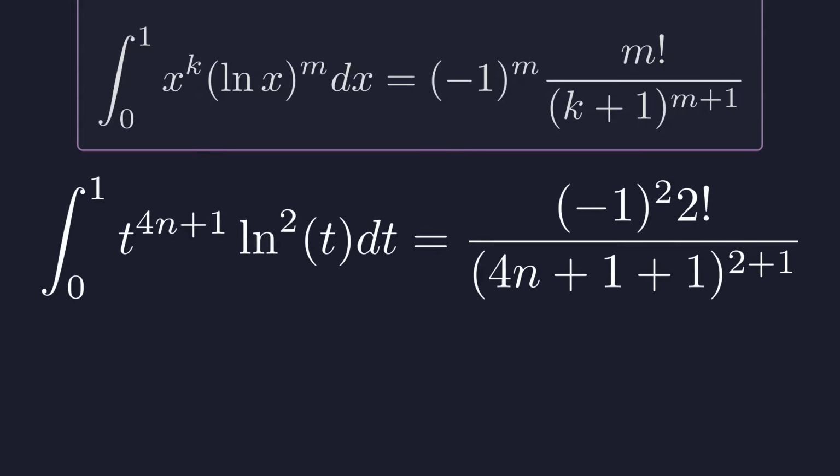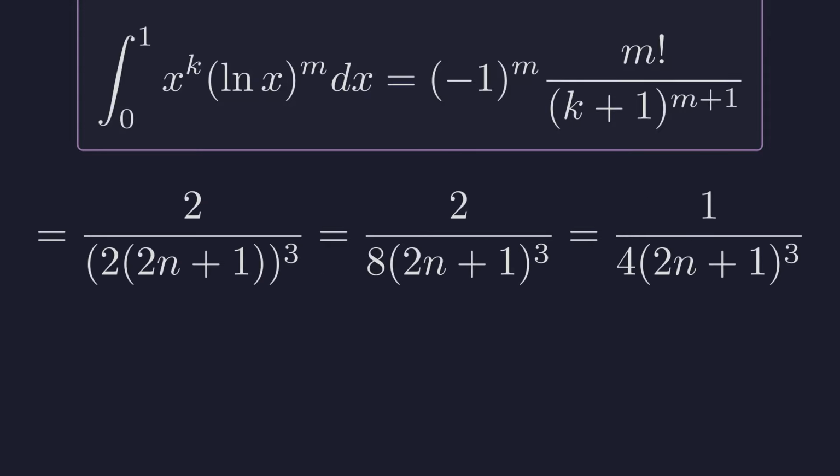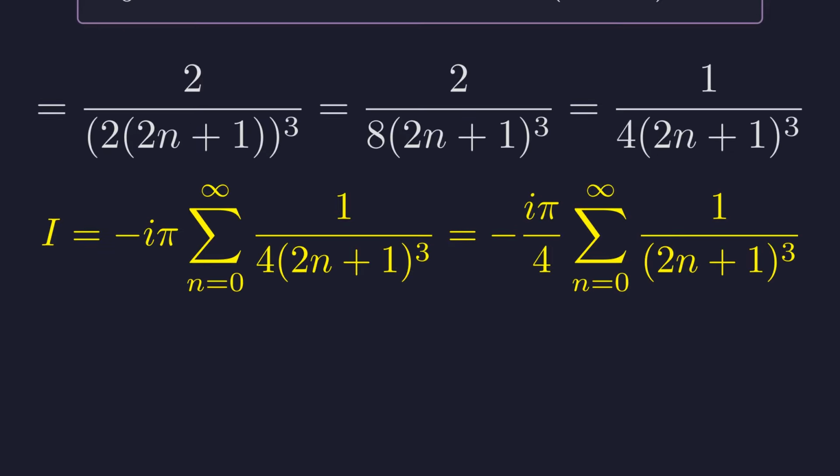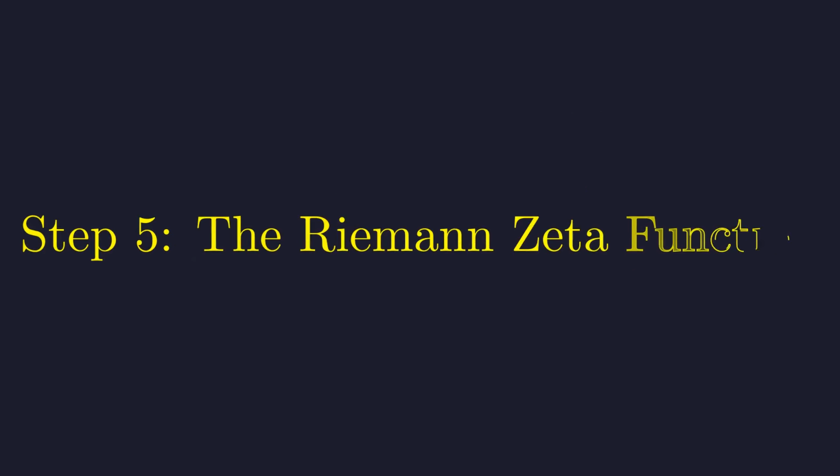Applying the formula gives us 2 factorial over the quantity 4n plus 2 cubed. Simplifying this expression yields 1 over 4 times the quantity 2n plus 1 cubed. Plugging this result back, our integral I is now expressed as an infinite sum. This infinite sum is directly related to a famous mathematical function.